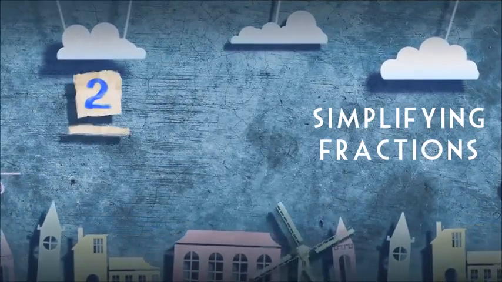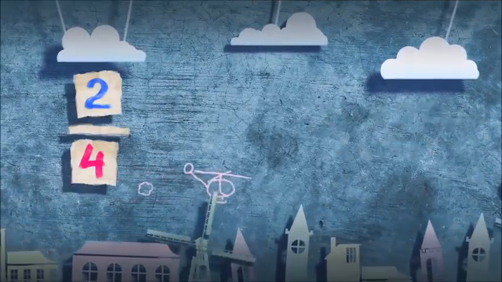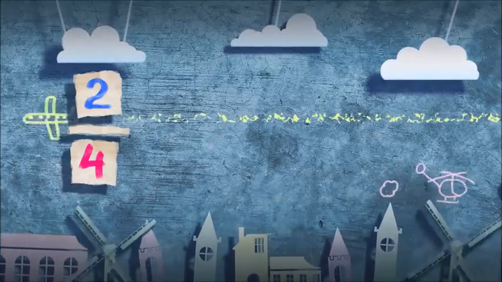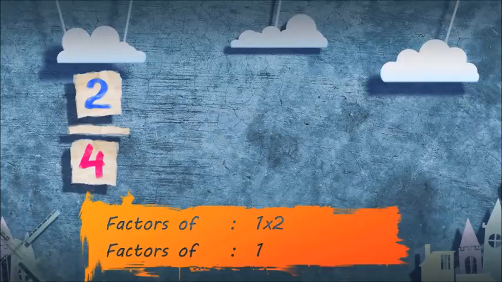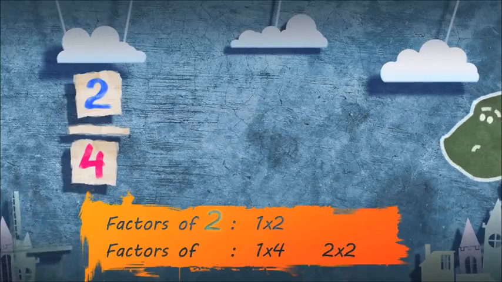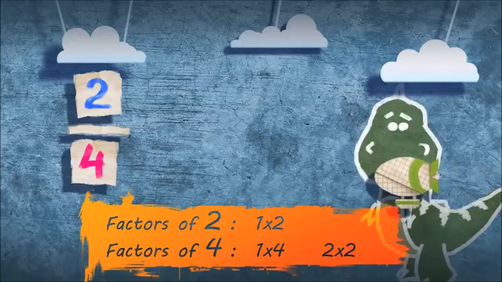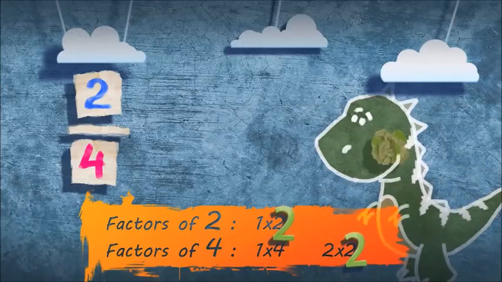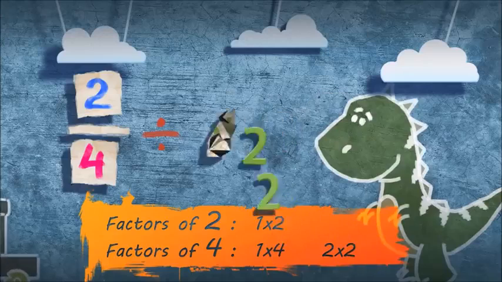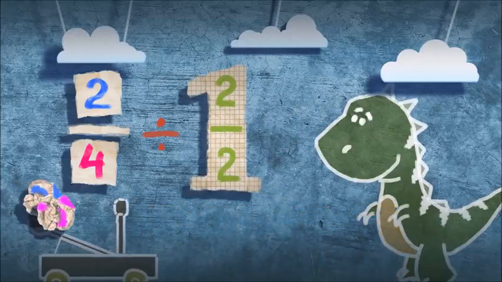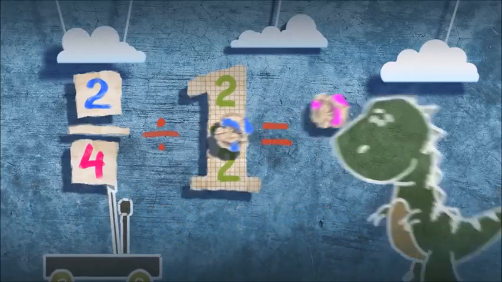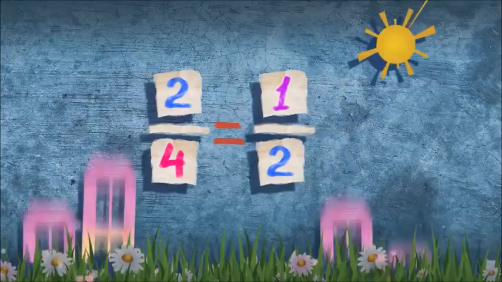To convert 2/4 to simplest form, write out all the factors of 2 and 4. The greatest common factor is 2, so divide them both by 2. 2/4 equals 1/2, and here's what we do.